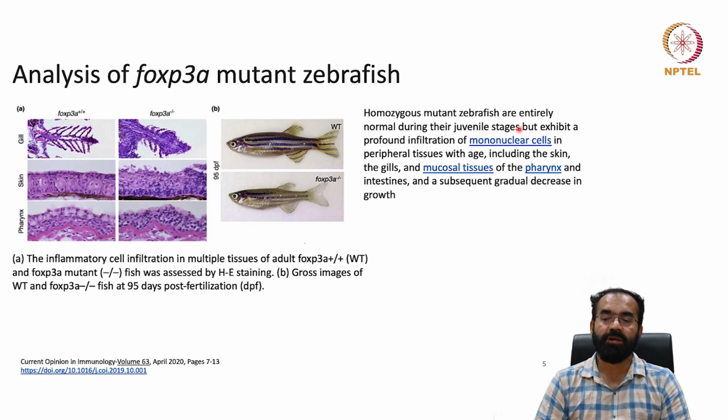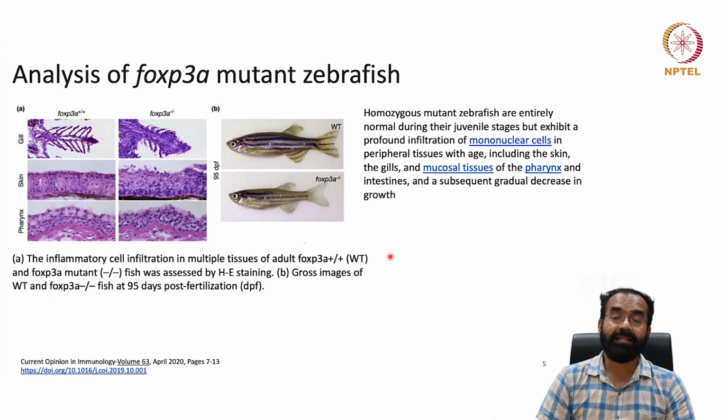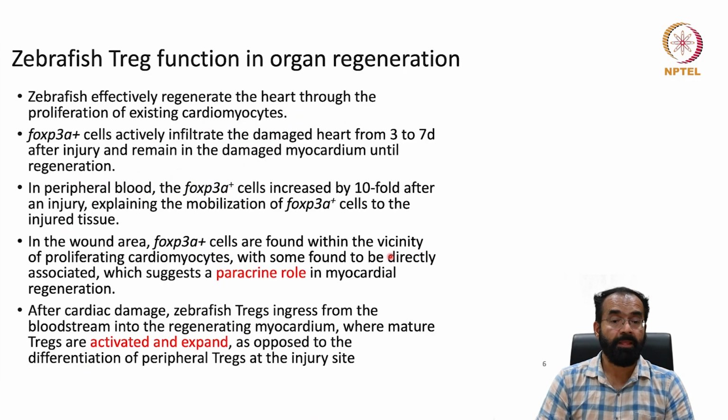So homozygous zebrafish mutants are entirely normal during their early stages of development, but infiltration of mononuclear cells is seen across all peripheral tissues. And with age, as the animal gets older and older, there is too much infiltration of the mucosal tissues, like skin, pharynx, and also gills, etc. This also causes a gradual decrease in the growth of the animal itself.